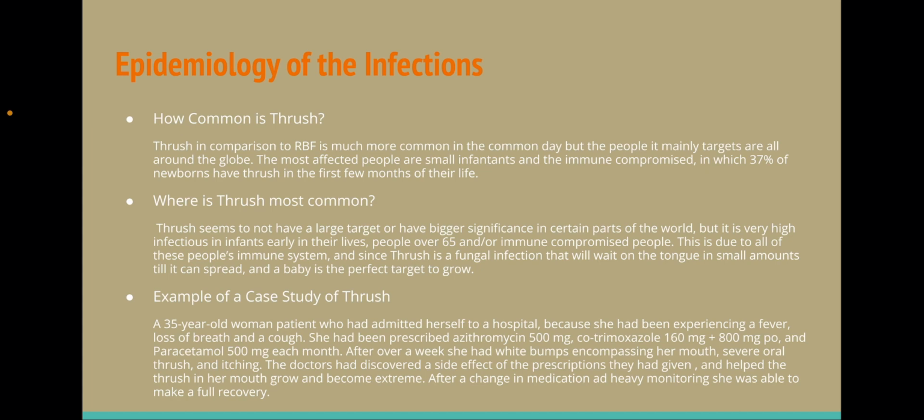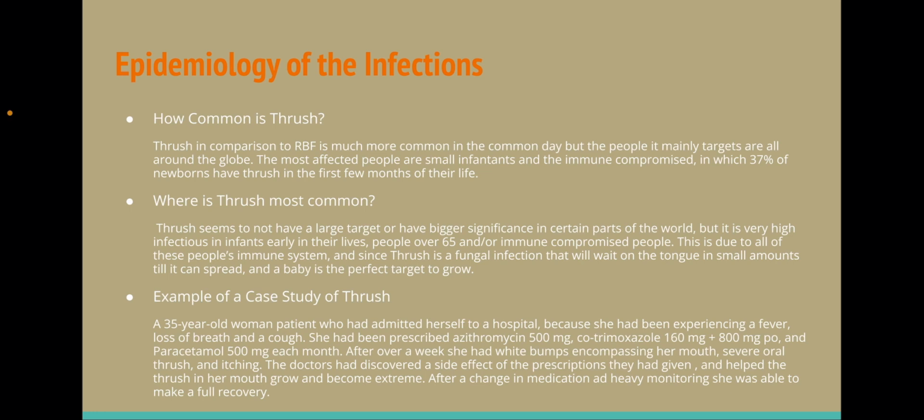Where is thrush most common? Thrush does not have big significance in certain parts of the world, but it is highly infectious in infants early in their lives, people over 65, or the immunocompromised. This is due to all of these people having weaker immune systems. Thrush is a fungal infection that waits on the tongue in small amounts till it can spread. A baby is a perfect target for it to grow.